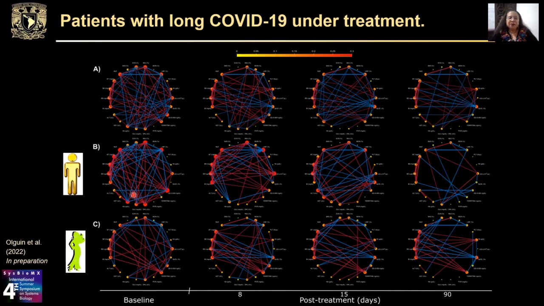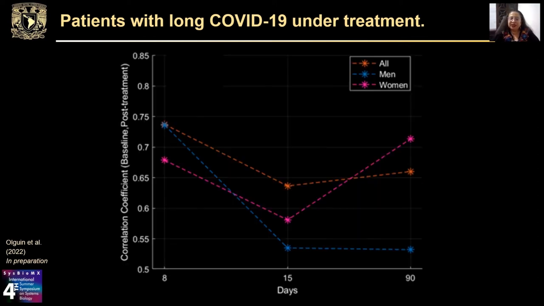But if you consider men and women, the response is different. Men respond faster than women. So the treatment of COVID needs to take into account also the sex of the patients. This is the case if we consider all the subjects, if we make no difference between them. If you do that, you will say that after 15 days of treatment, all the patients recover. After 90 days they are in the same state as before.